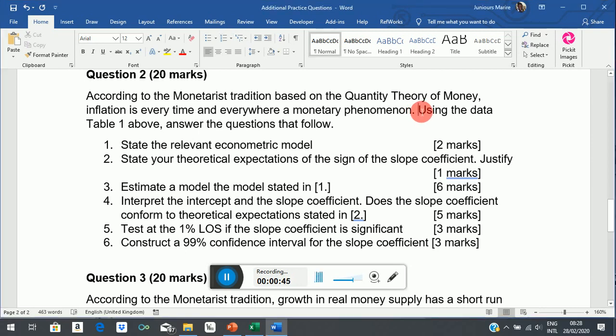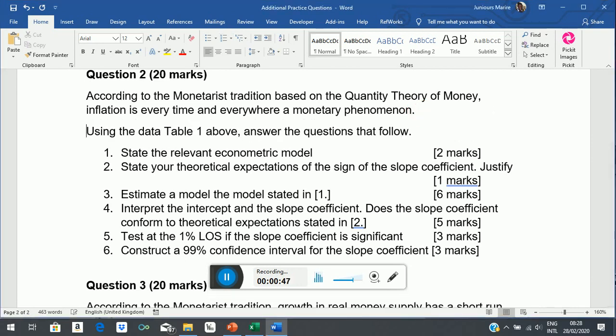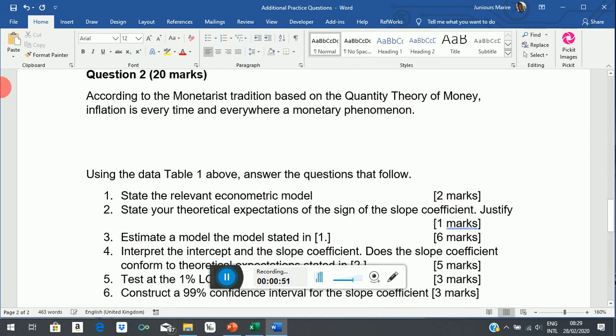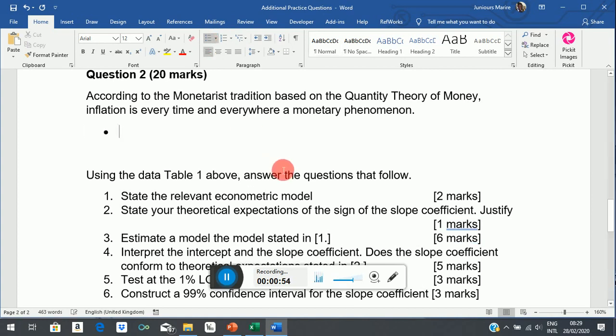Now, as part of the explanation, I propose to do the following. Let me insert some bullet points. Sorry for the noise outside. We have to make peace with the noise of these renovations and other things going on.